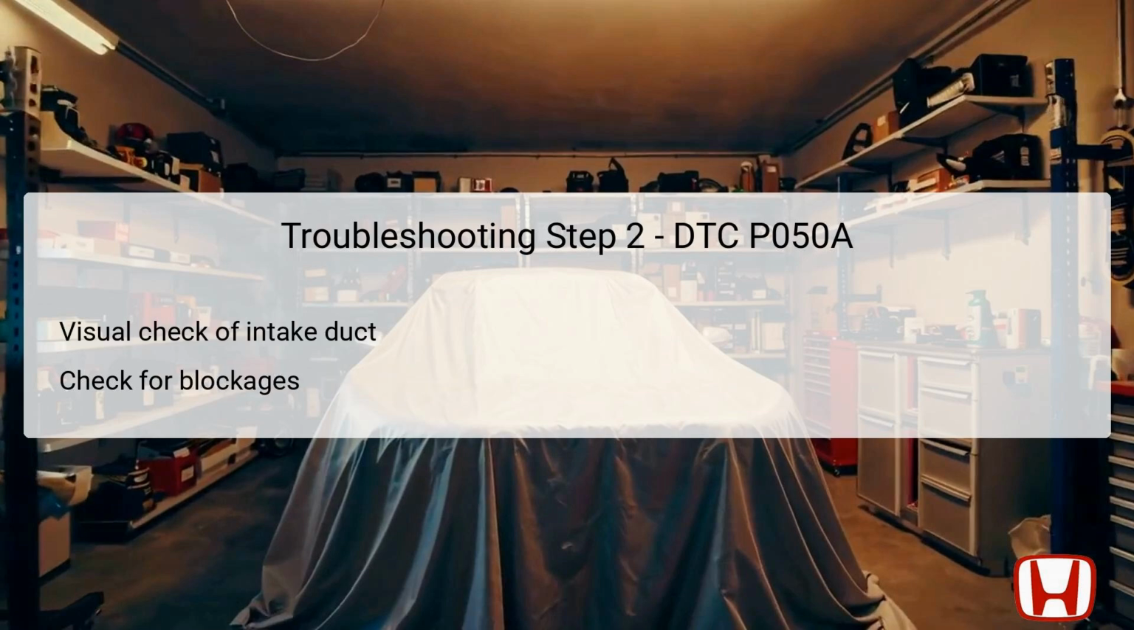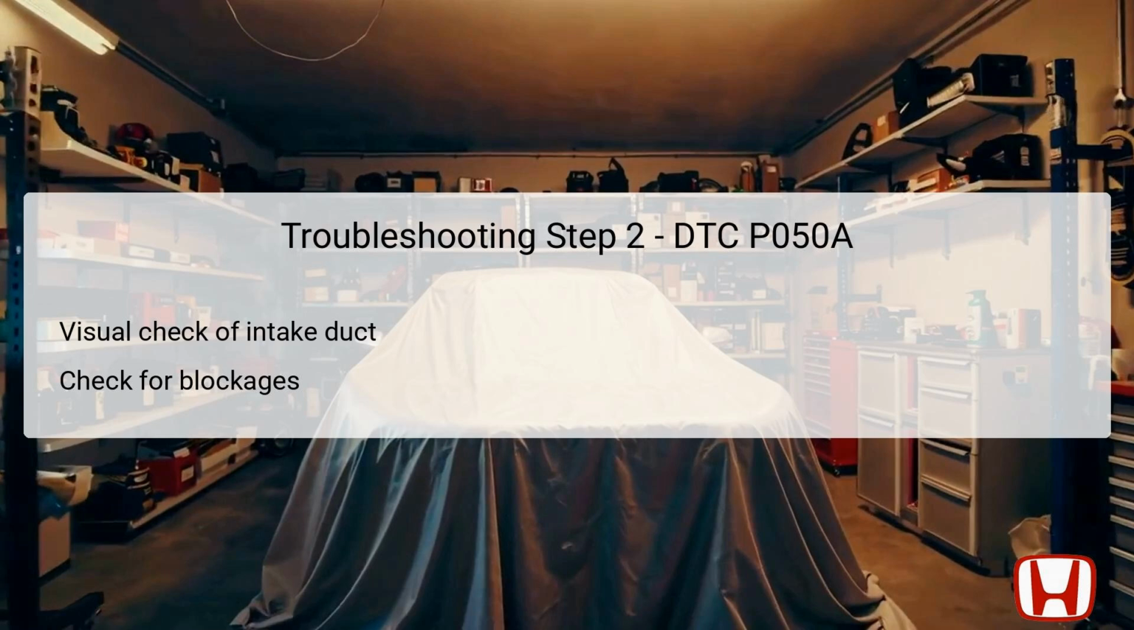In this step, perform a detailed visual inspection of the intake air duct. This component is integral to delivering the proper air volume to the engine, especially during startup conditions. Look for any signs of poor connections, such as loose clamps or damaged segments that could lead to air leaks. Additionally, check for any blockages, which could include debris or buildup that may hinder airflow.